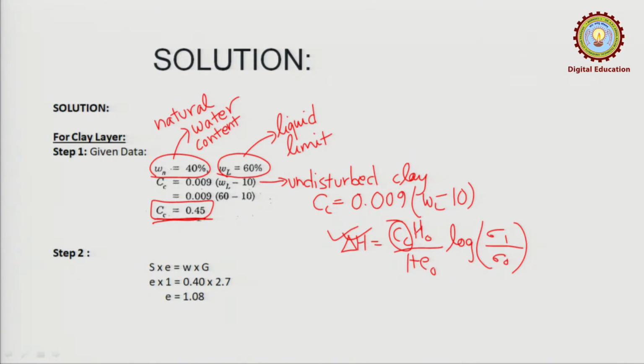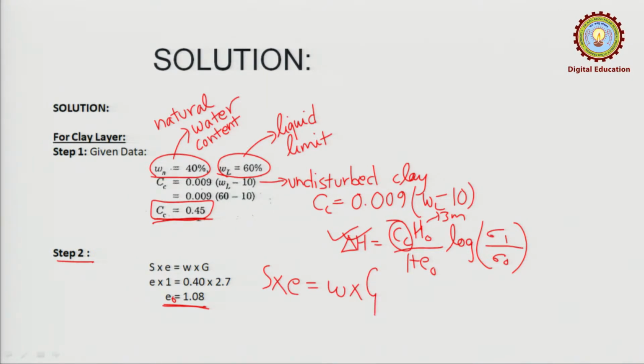It is the initial thickness of the clay layer, which is 3 meter. E naught, we do not know E naught. Now, the second step will be the finding of E. Okay, this is the E naught only. So, what formula we are using? S into E is W into G.